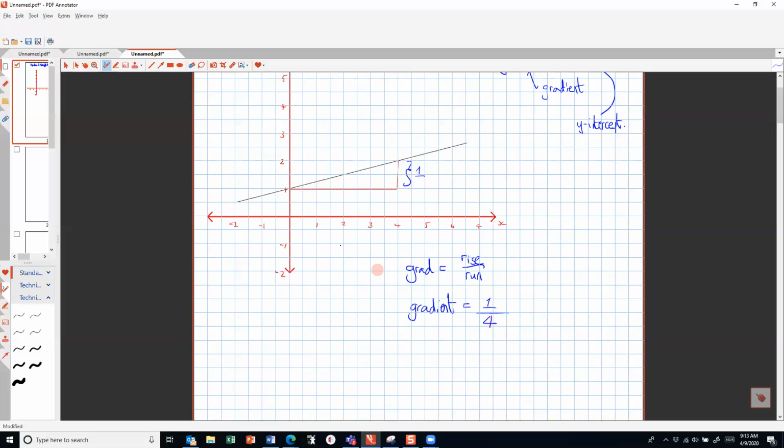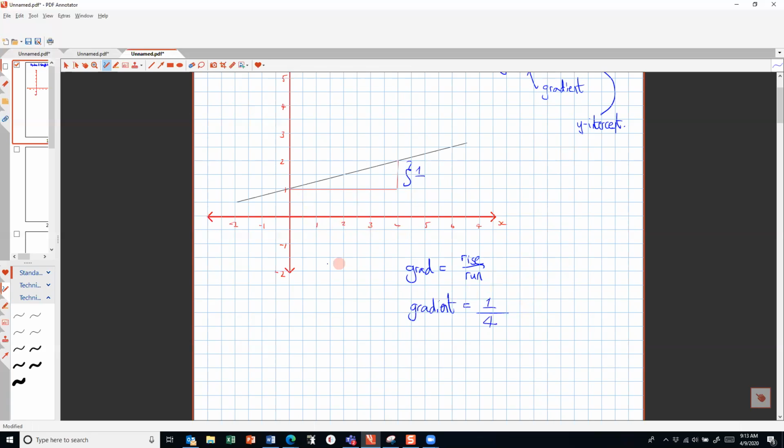Wait, what? Oh, I see, I didn't realize. 1 unit, 2 units, 3 units, 4 units. So you have to look at the axes, okay, to make sure that it is what it's going up by, okay? So our gradient is 1/4.